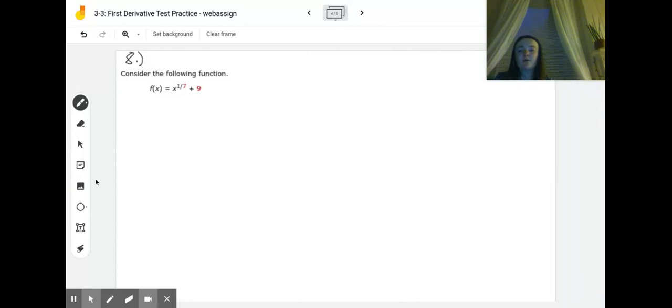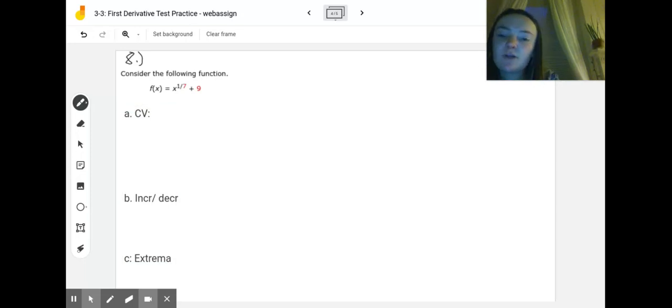This is number 8 from WebAssign. x to the 1/7 plus 9. Well, I want to answer all of those same questions again, critical values and whatnot. So let's go ahead and take the derivative. f prime of x is going to equal 1/7 x to the negative 6/7. So that's just 1 minus 1/7 plus 0.